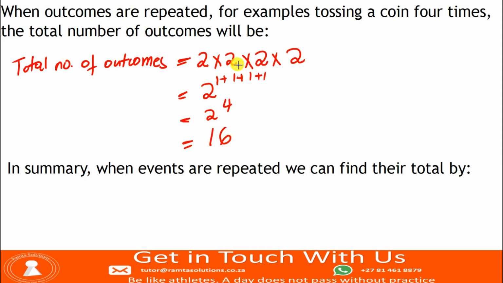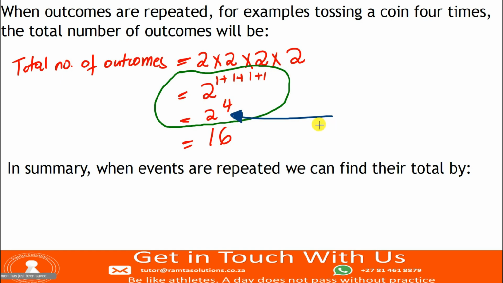If you are not sure, 2 times 2 is 4. 4 times 2 is 8. 8 times 2 is 16. Right? There is a reason why I did this. And pay particular attention to this point here.